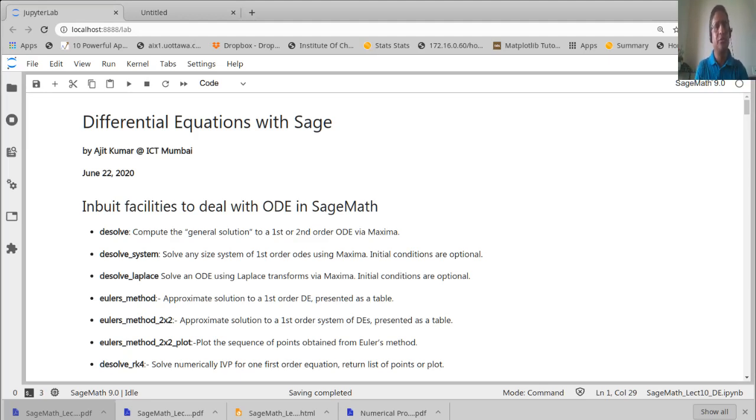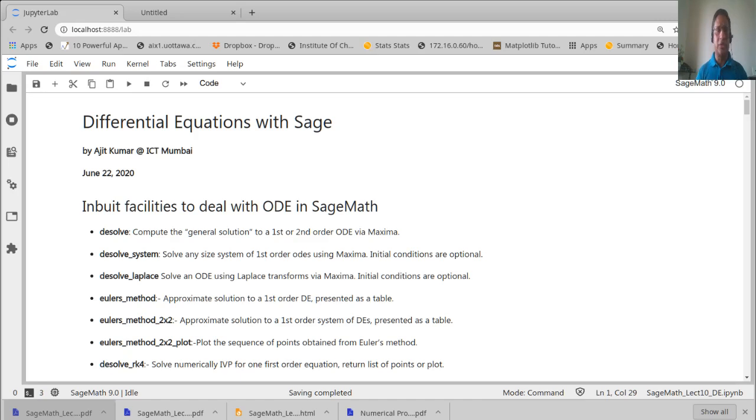And welcome you to the 10th session on SageMath. In this particular lecture, we are going to look at differential equations with Sage. So we will be looking at differential equations of order 1, 2, maybe a system of ordinary differential equations, and we will also look at some applications. We shall also look at solving differential equations using numerical techniques.